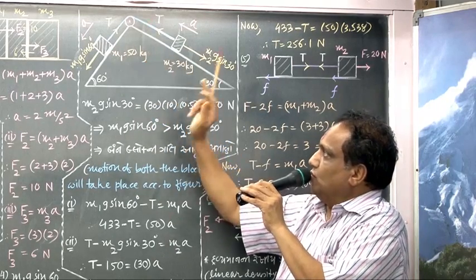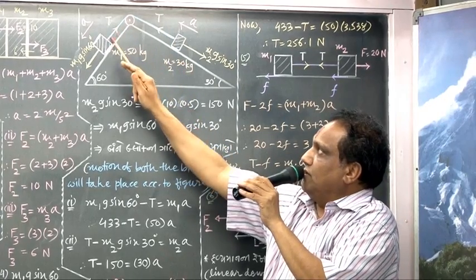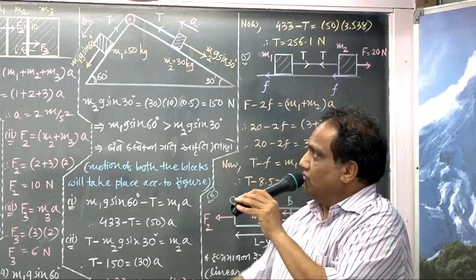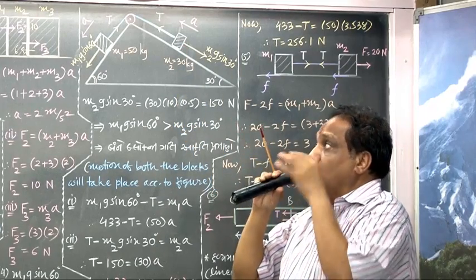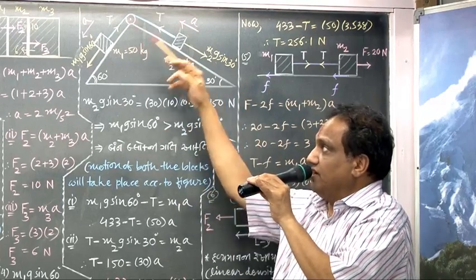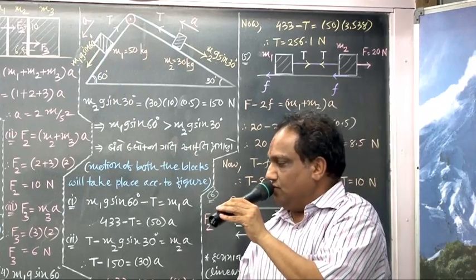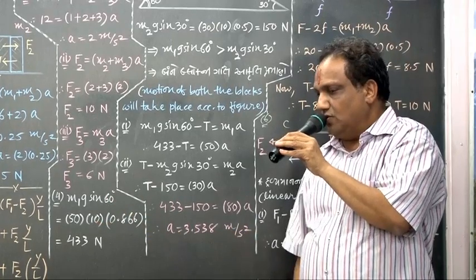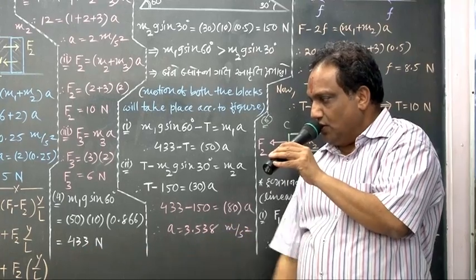For a string, don't you know? Forces due to tension are produced at the two endpoints, equal in magnitude, pointing towards each other. First of all, let me find out whether this force is greater or this force is greater. Then only I'll be in a position to judge the direction of motion of the entire system. So first let me find out m1 g sin 60. m1 is 50, g is 10. Sin 60 is root 3 by 2, exactly 0.866. This answer is 433 Newton.